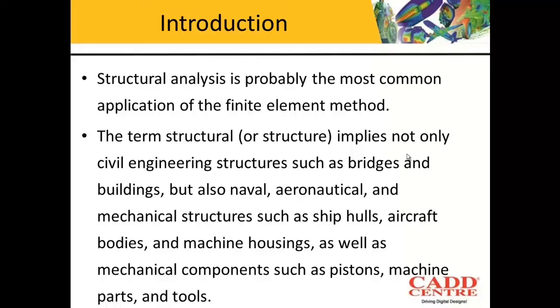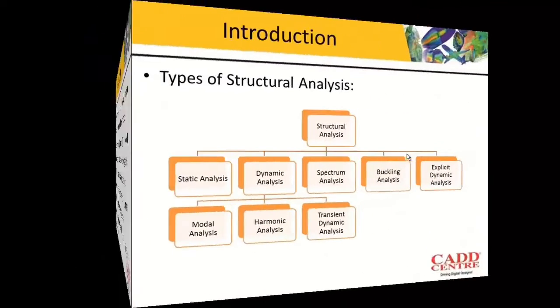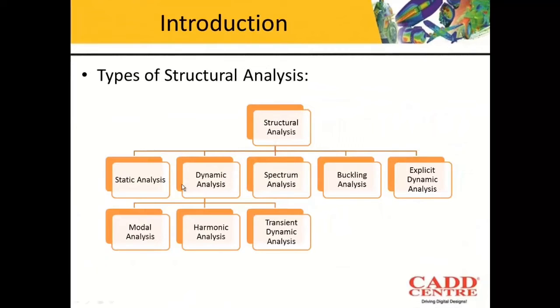There are different types of structural analysis, and they are static analysis, dynamic analysis, spectrum analysis, buckling analysis, and explicit dynamic analysis. The dynamic analysis is further divided into modal analysis, harmonic analysis, and transient dynamic analysis. Out of these, we are only going to discuss static analysis, modal analysis, and buckling analysis. These are the types that we are going to study in our syllabus. Now let us discuss these individual analyses.